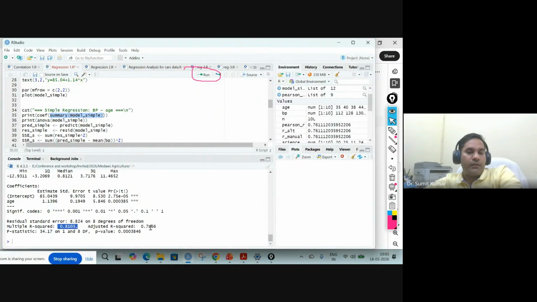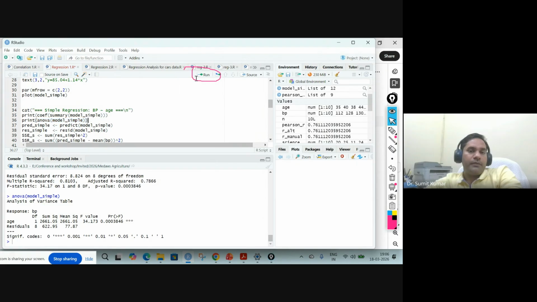Adjusted R-squared is 0.78. F statistic value is this one with degrees of freedom 1 and 8, and the p-value is 0. So we can say that the p-value is less than the alpha level of significance, 5% level of significance. So this is a well fitted model, and age is affecting the BP. Okay, as the age increases, BP will also increase. For the ANOVA table, just use the command anova on the model sample.